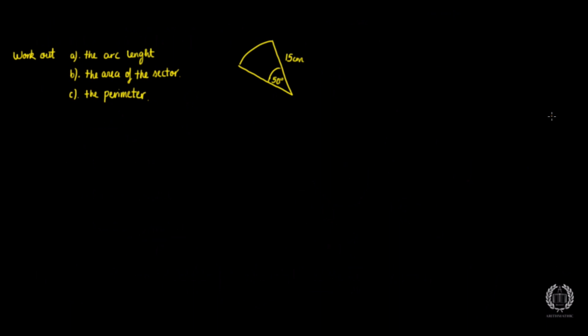Okay, so if we're looking at the question here, the question is asking us to work out the arc length, the area of the sector, and the perimeter for this sector, if you like, over this shape.